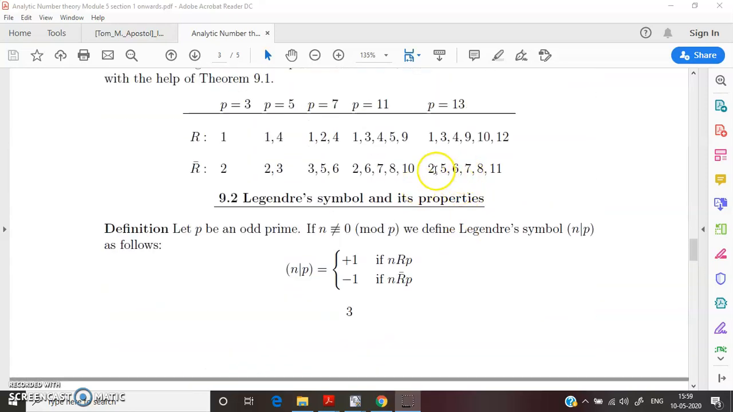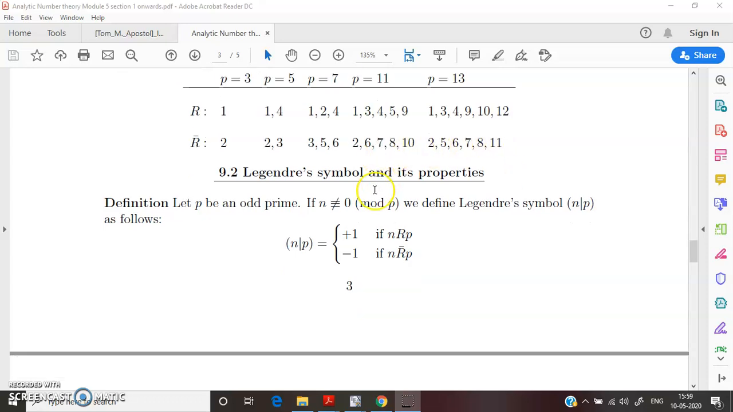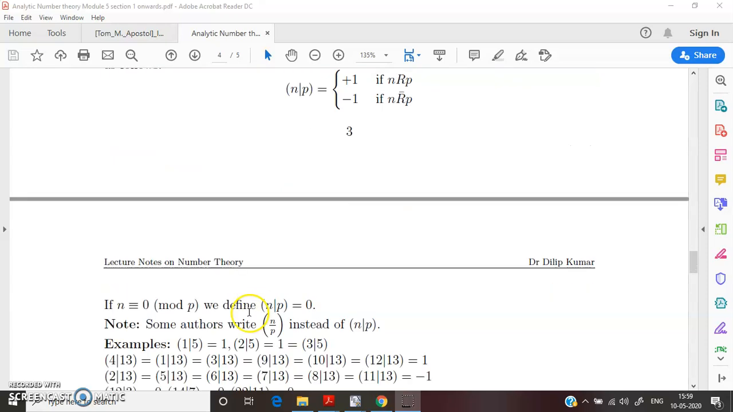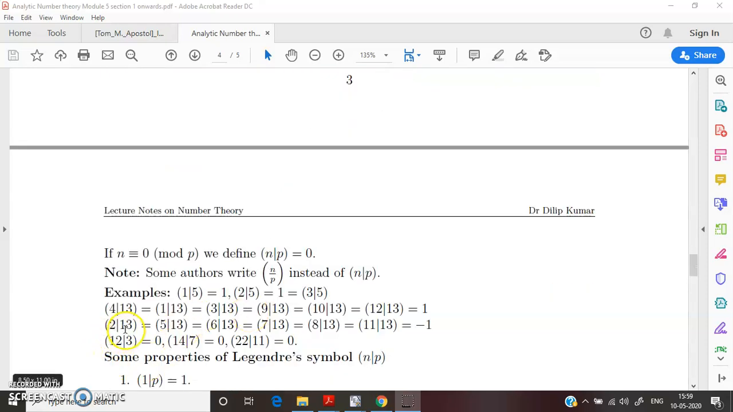Similarly, we see that 2, 5, 6, 7, 8 and 11 are quadratic non-residues. So if a number is a quadratic non-residue mod p, then it is minus 1. That is why 2 over 13 is minus 1, 5 over 13 is minus 1, 6 over 13 is minus 1, 7 over 13 is minus 1, 8 over 13 is minus 1, 11 over 13 is minus 1.